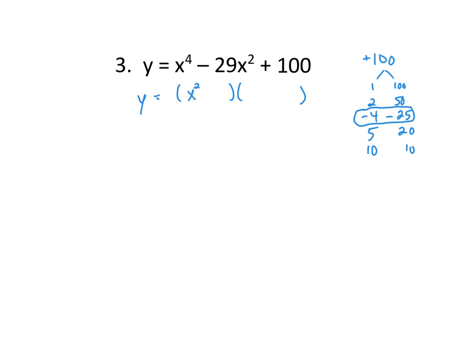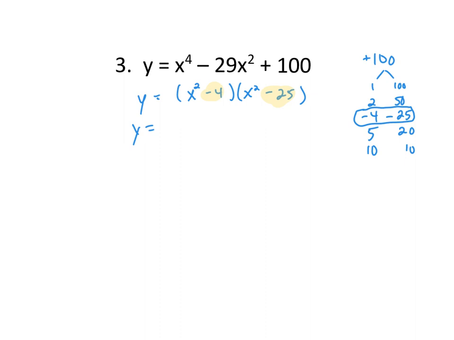So this ends up being x squared and x squared. That's going to be how we get x to the 4th. And then x squared minus 4 and x squared minus 25. Now, whenever you have x squared minus a square number, and what I mean by a square number is if that number is something squared. So 4 is 2 squared, and 25 is 5 squared. Whenever you have x squared minus a square number, that's factorable.